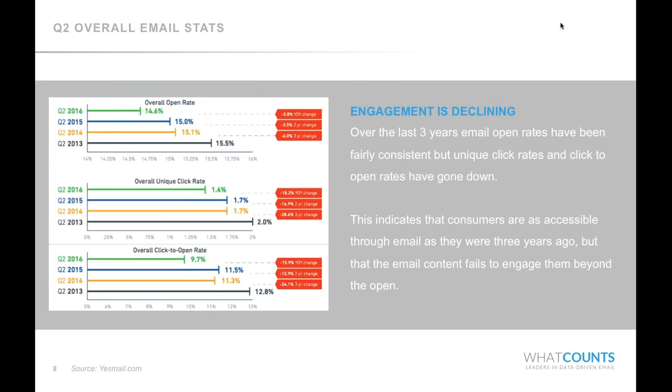Now, as far as Q2 overall email stats, engagement is declining. Over the last 3 years, the open rates have been fairly consistent, but unique click rates and click-to-open rates have actually gone down. This really indicates that consumers are accessible through email like they always have been, but the email content is not engaging them enough to get them to do anything beyond opening the email.